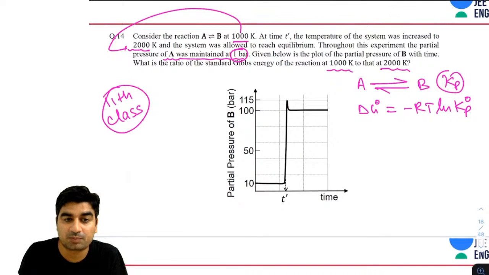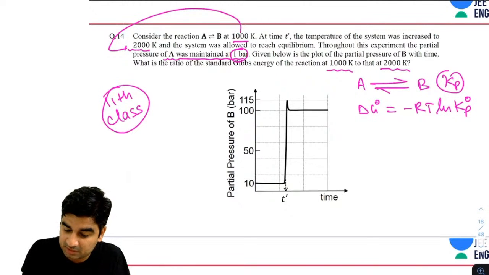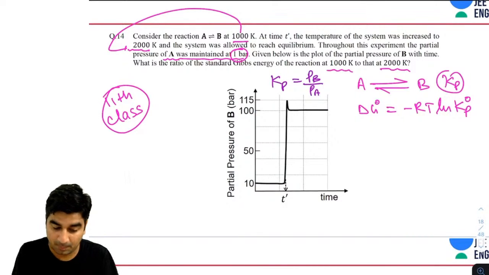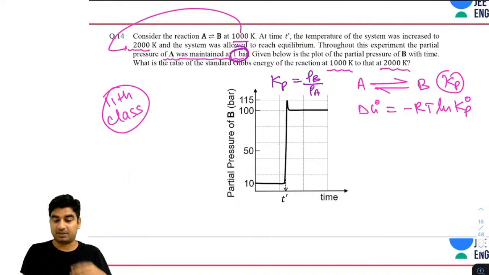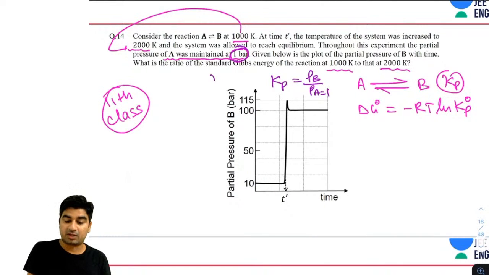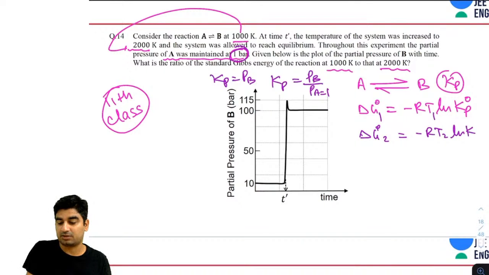So now what will you do, guys? So delta G naught. Now they ask what is the value of Kp here? Partial pressure of B and partial pressure of A. The value of A is 1 bar and it is constant. So Kp will be basically equal to partial pressure of B. Are you getting it? So delta G naught 2 is minus RT2 ln Kp naught 2.